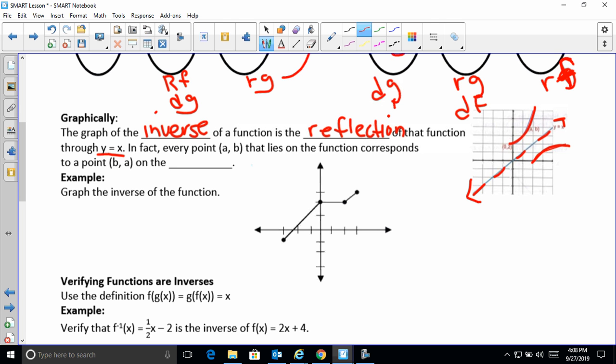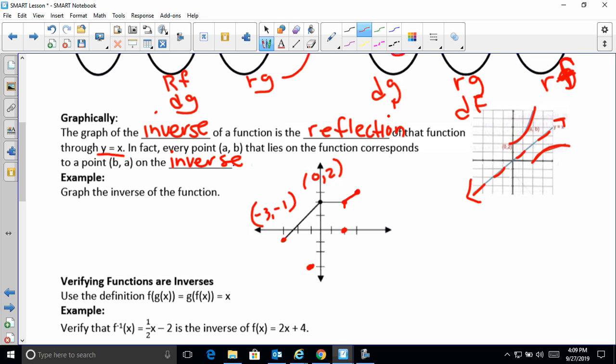And in fact, every point (a, b) that lies on the function corresponds to a point (b, a) on the inverse. We talked about that with that ordered pair. So here's an example. We want to find the inverse of this. Well, we're just going to reverse each point. This point right here is (-3, -1), so the point on our inverse would be (-1, -3). This point is (0, 2), so it would be (2, 0) on our inverse. This point right here is (2, 2), and then (3, 3).